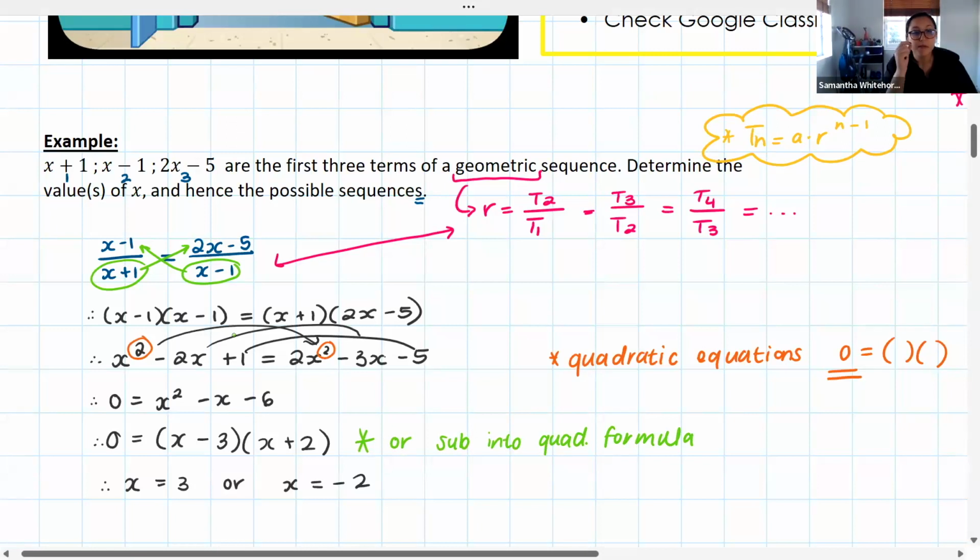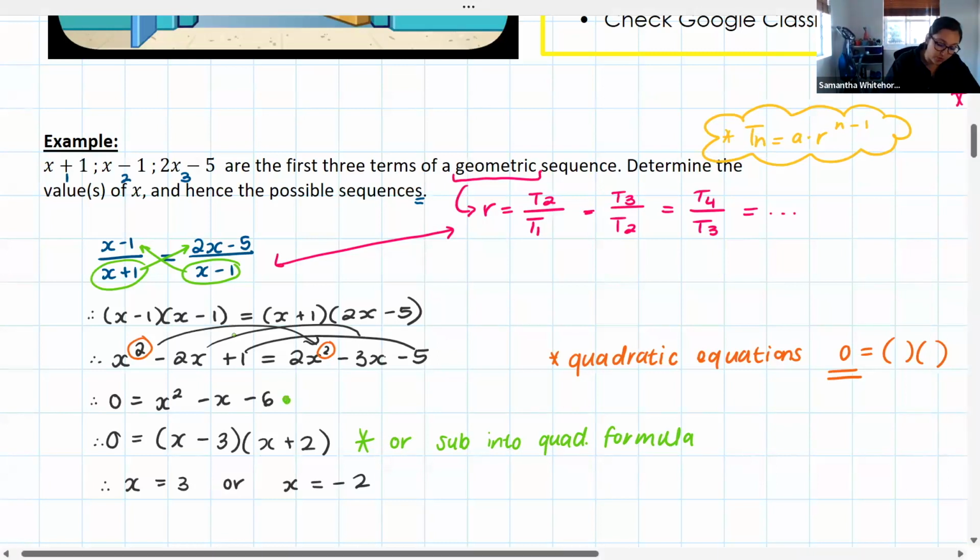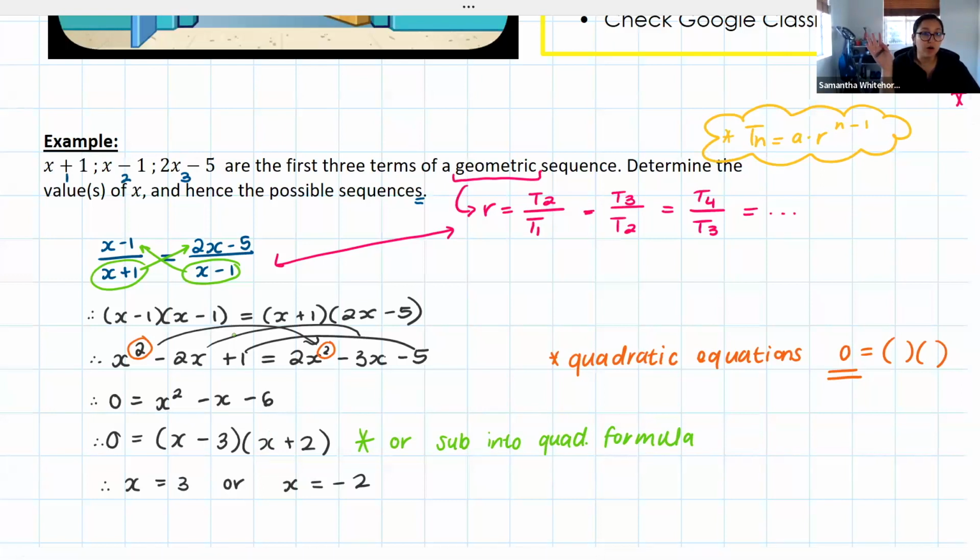Hear my mouth? Have to show them. Either the factorized brackets, so the factorized products, or you have to show the substitution into your formula. If you don't do that and you go straight from your quadratic to your answers, you will lose a mark. Okay, so don't lose marks unnecessarily. Please show either your brackets or your substitution. From there on, you can just go straight to the answer, that's fine, but you have to show those things.